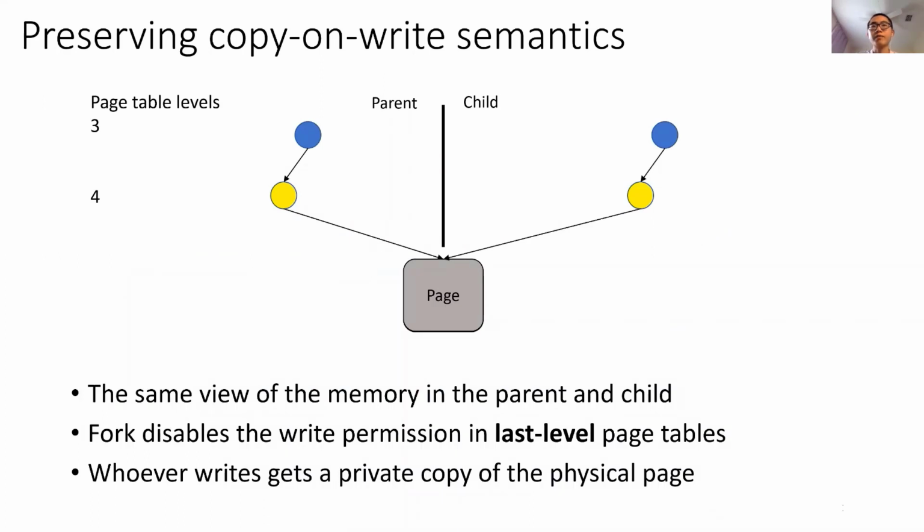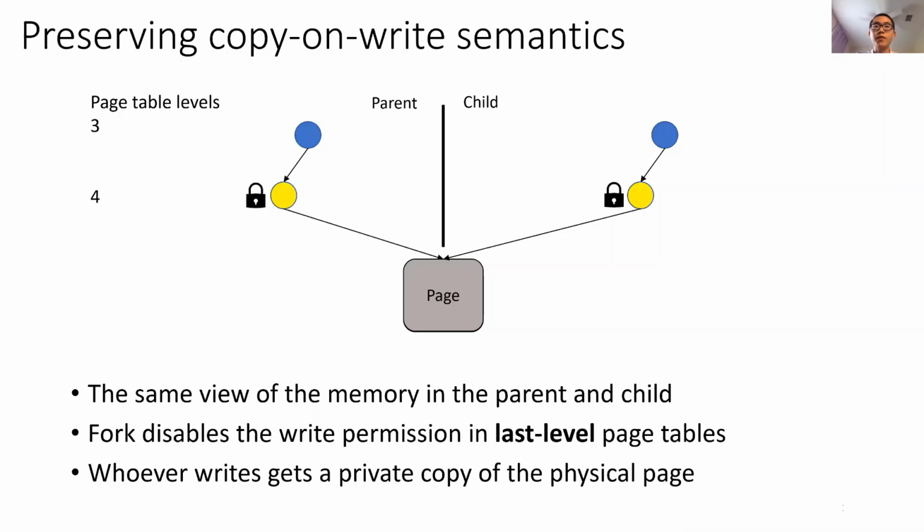There are several challenges involved, one of which is to preserve the copy-on-write semantics of the traditional fork. Copy-on-write refers to the rule that the parent and the child process after fork have the same view of the memory, but changes to memory are not visible in the other process. This is achieved by disabling the write permission in last-level page tables during the fork system call. Here we use a simplified paging tree to illustrate this.